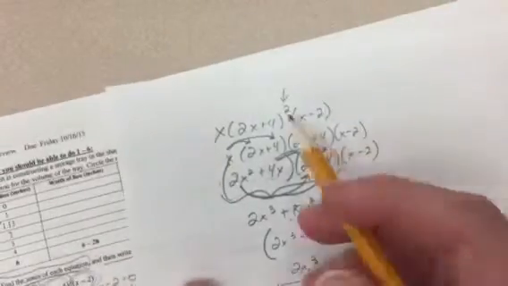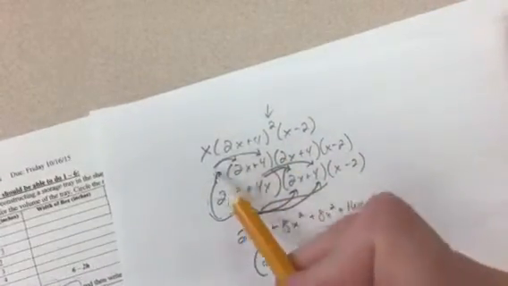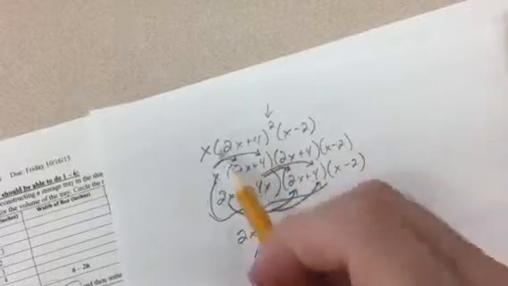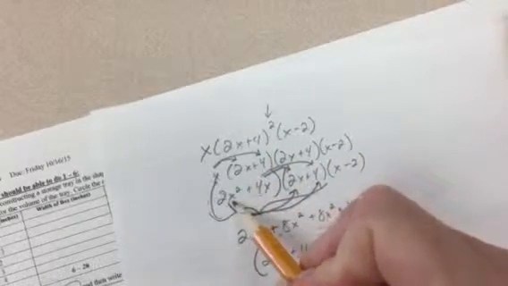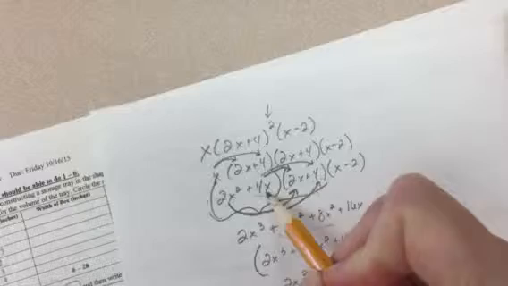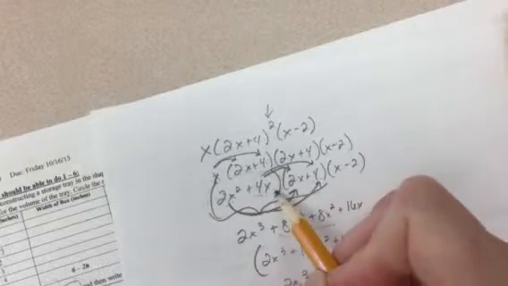So let's check the work again. So I wrote this out twice. So x times 2x squared is 2x squared. X times 4x is 4x. So I feel pretty good about that one.